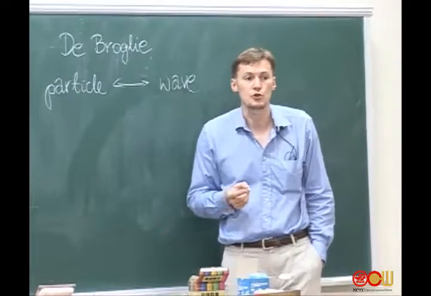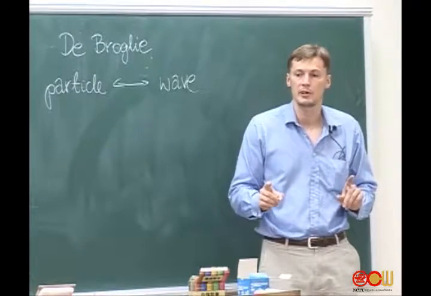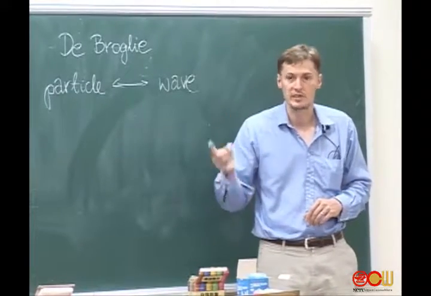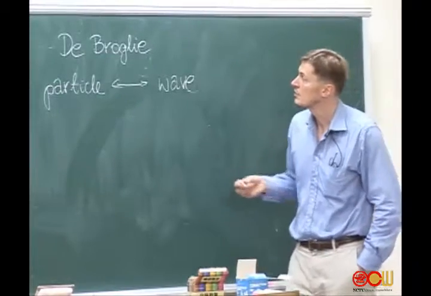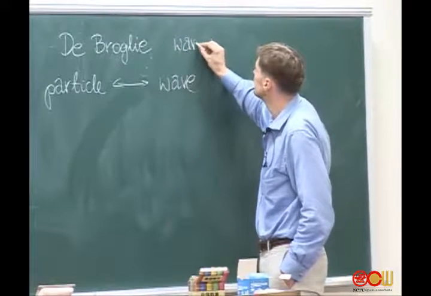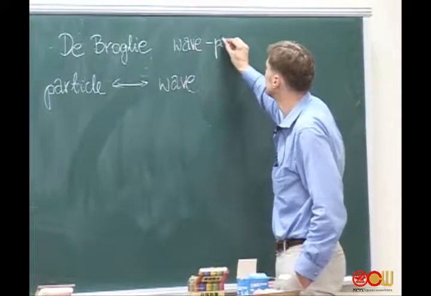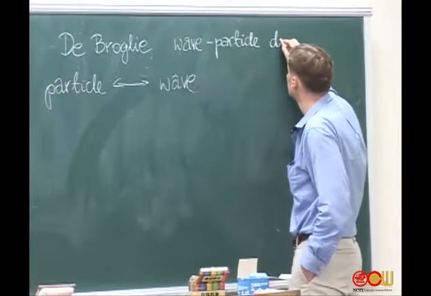What does it mean, usually? It means that if you do two different experiments with the same particle, sometimes you observe it as a particle, but sometimes you observe it as a wave. This is called the de Broglie wave-particle duality.